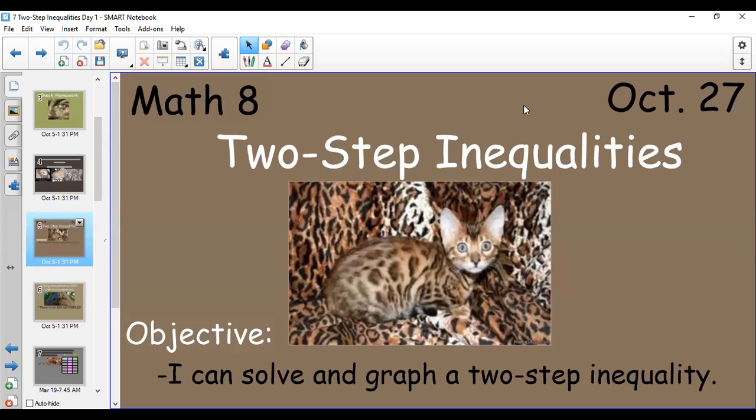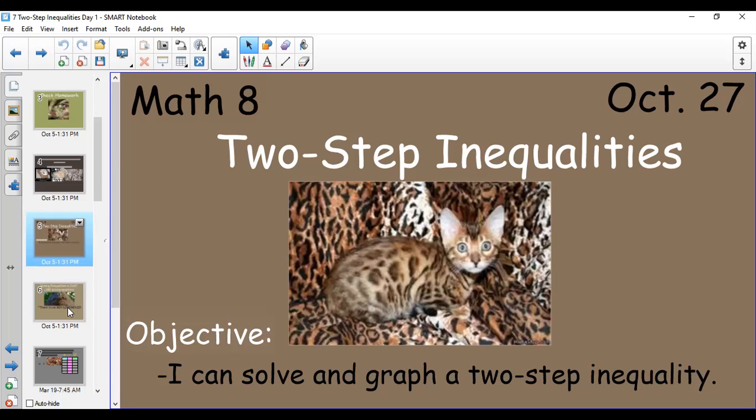I'm a little bummed because today is one of my favorite themes, which if you haven't figured out by now is camouflage. We're going to pick up where we left off yesterday. Yesterday we talked about how to graph inequalities, and we're going to take it a step further and merge it with what we've already learned with equations. We've learned how to solve two-step equations, so now we're going to solve two-step inequalities.